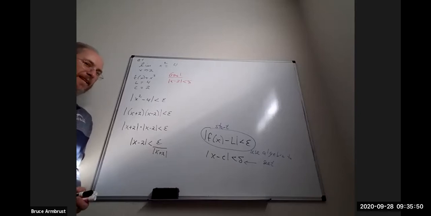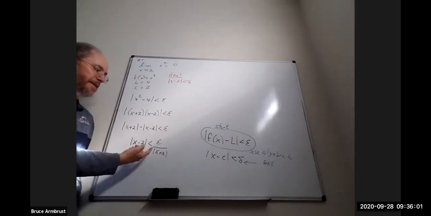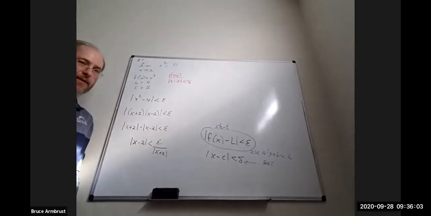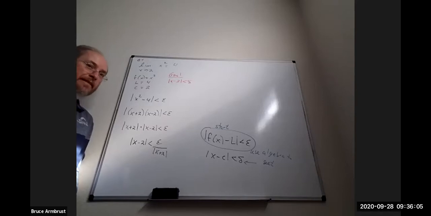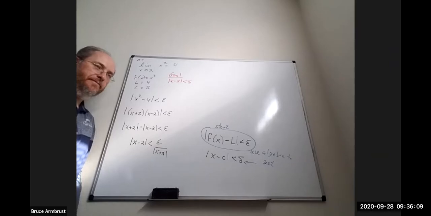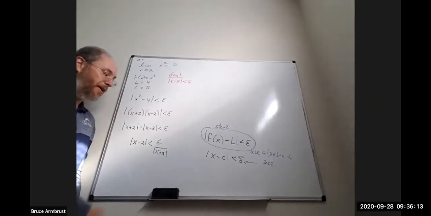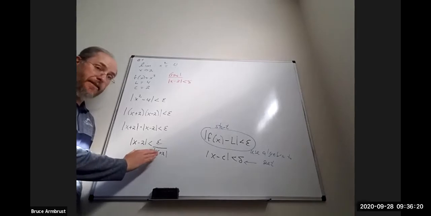Okay, but we're not quite done, unfortunately. Because here's a problem. If I were to say, okay, let's pick delta to equal epsilon over x plus 2, well, what x value? Well, it kind of depends where we are, and this is going to be changing depending on where we are. So I really don't like this as it is right now.